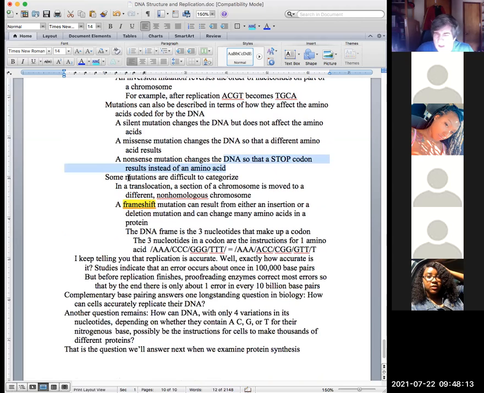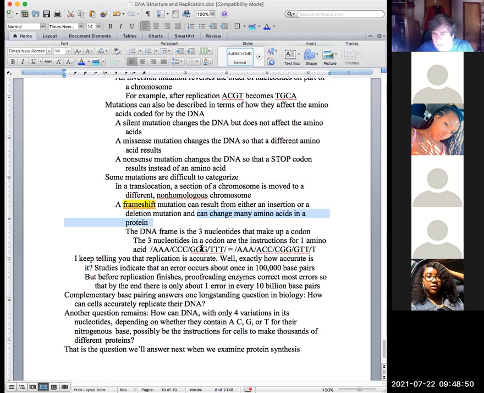Some mutations are a little bit harder to put into categories. There's something called a translocation. And in a translocation, sections of the DNA that are on one chromosome, like chromosome number 1 maybe, get moved to chromosome number 2. And there's something called a frame shift mutation. And we can get frame shift mutations from either insertions or deletions. And frame shift mutations are usually serious because they change a lot of amino acids.